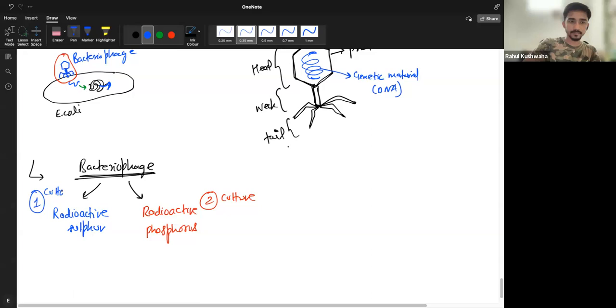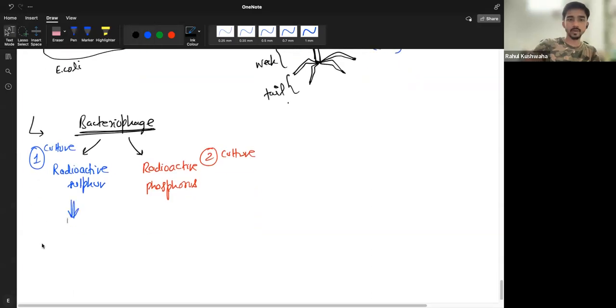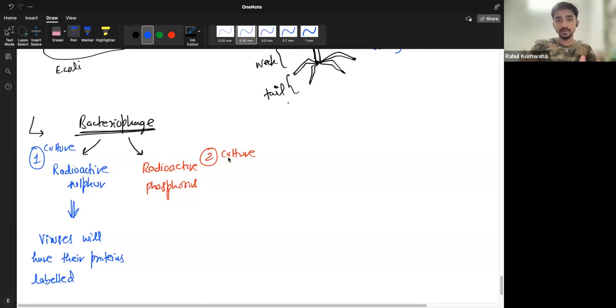Now, what will happen going forward in this culture? After many generations, all the viruses will have their proteins labeled, right? Because sulfur is only present in proteins, not in the DNA. So going forward, these viral particles will multiply and make new particles. The raw material that they need to make proteins will also be sulfur. The sulfur that is present is all radioactive. So these viruses will have their proteins labeled with radioactive sulfur. Does that make sense to you? Everyone, give me a thumbs up if you understand this.